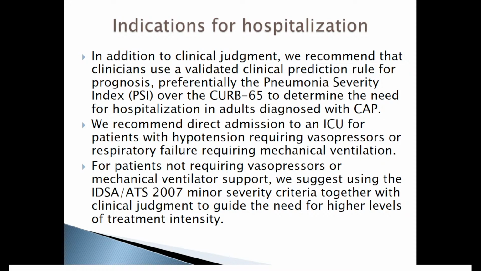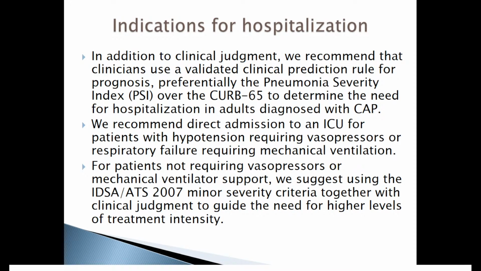Indications for hospitalization in patients with pneumonia. In addition to clinical judgment, we recommend that clinicians use a validated clinical prediction rule for prognosis, preferentially the Pneumonia Severity Index, PSI, over the CURB-65 score to determine the need for hospitalization in adults diagnosed with community-acquired pneumonia. So the CURB-65 score, I hope every doctor knows by heart. And I hope all students know this CURB-65 score by heart. It is very simple, but it is less sensitive compared with PSI because PSI includes more variables, and that's why it is more accurate.